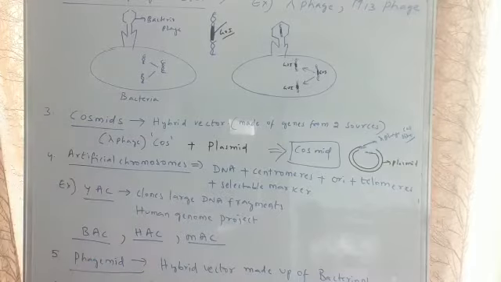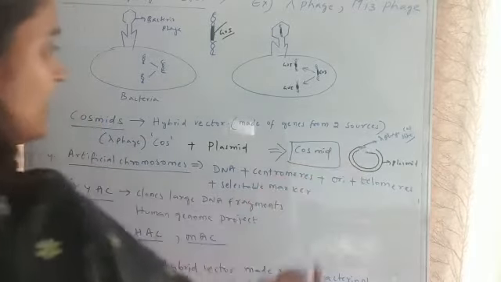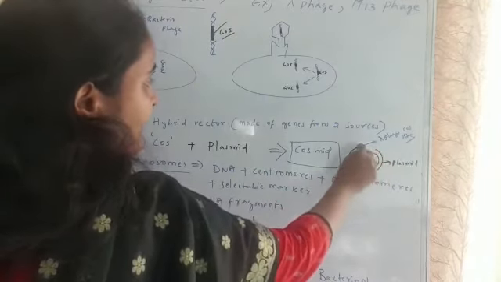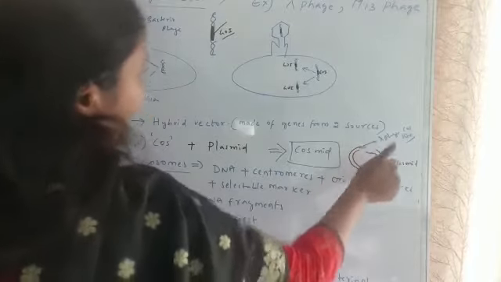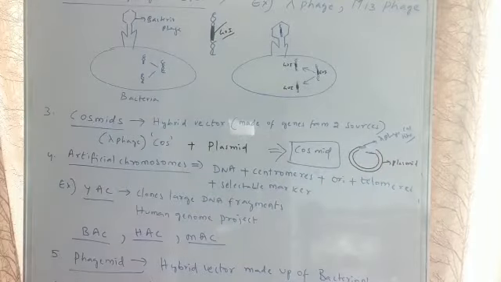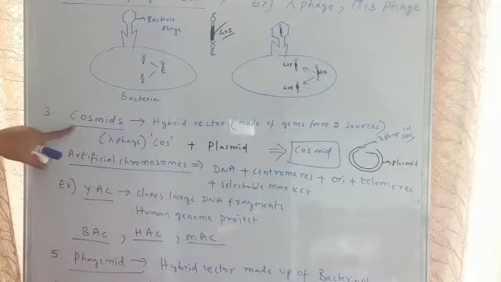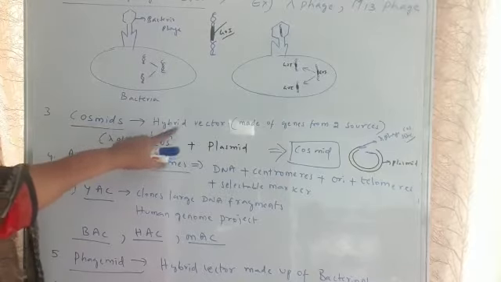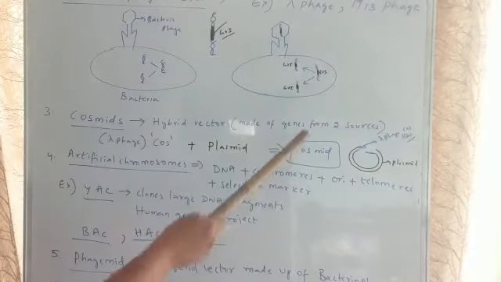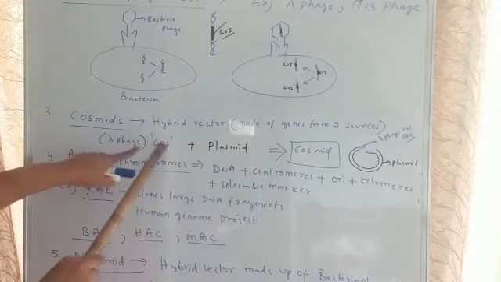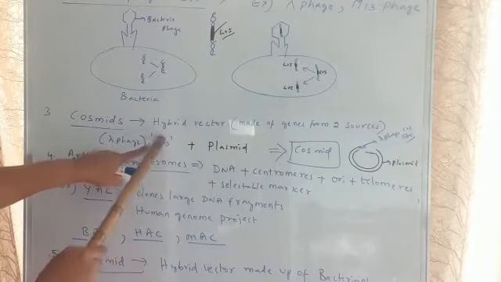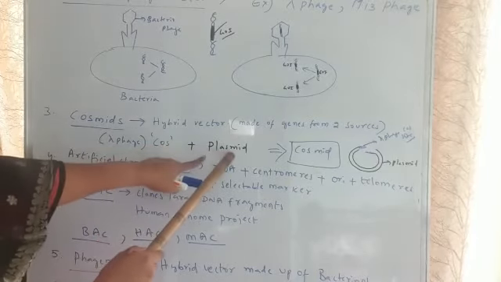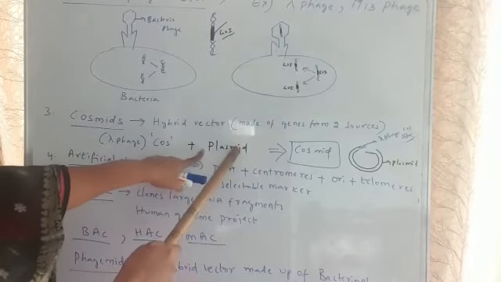To this cosmid, because it has a sticky end, we add the gene of interest such that it easily binds with the cohesive site and a recombinant DNA is formed. So simple. The third cloning vector is the cosmid. Cosmids are hybrid vectors. They are made up of genes from two sources. So what are those two sources? From the lambda phage, we have extracted the cohesive sites or the cos sites or the sticky ends, and we are attaching them with what? The plasmid, which is extracted from a bacteria.